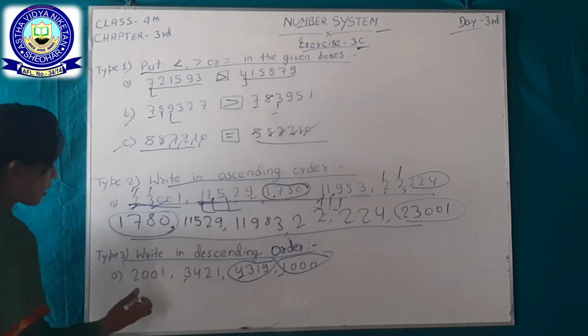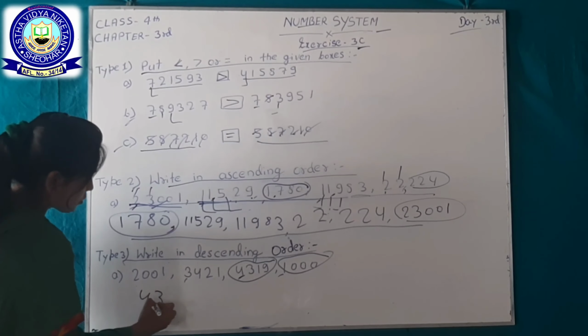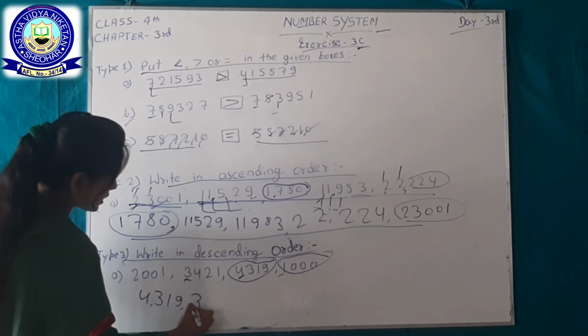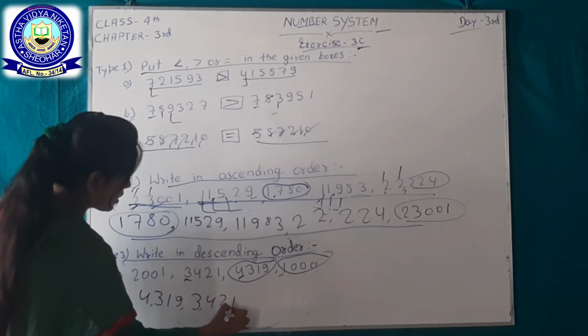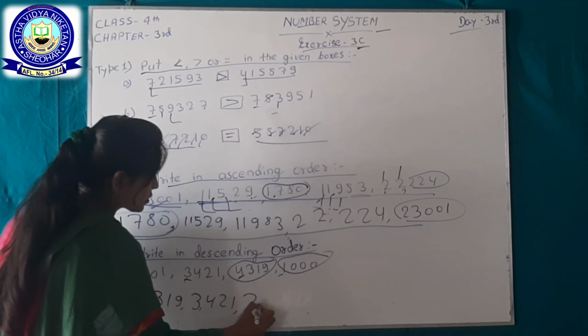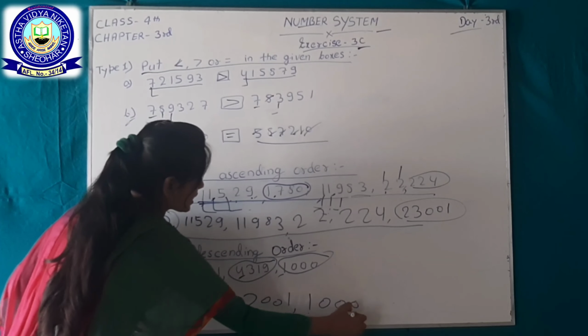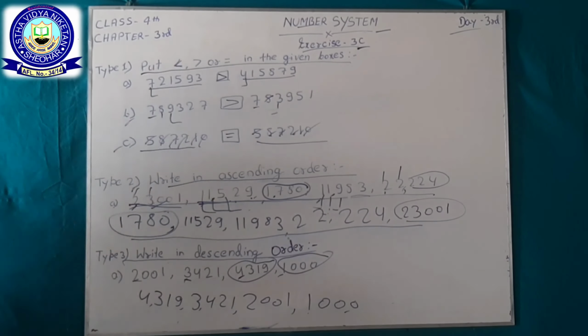In descending order you have to write the largest number first. So 4,390 and then after that 3,421, then 2,001 and in last 1,000. It is in our descending order.